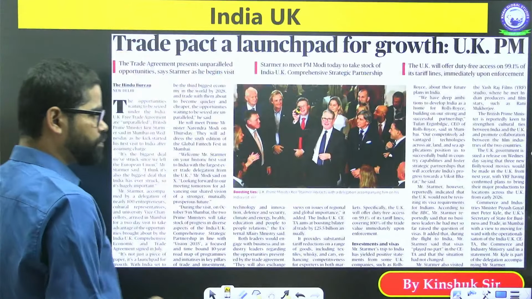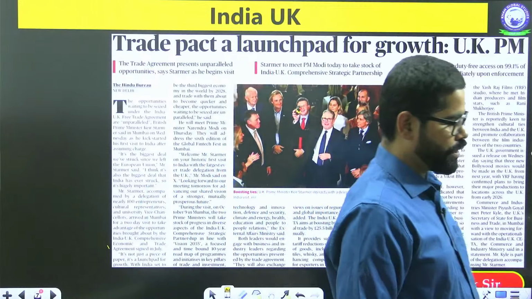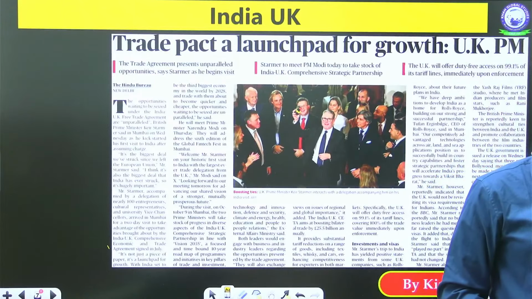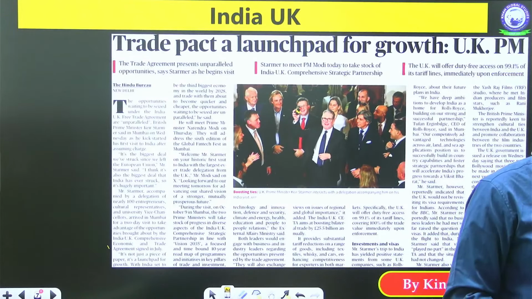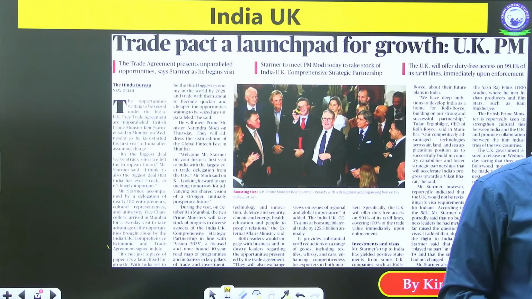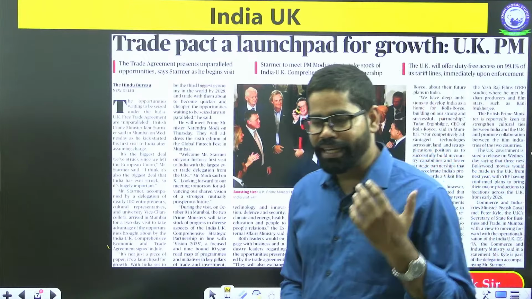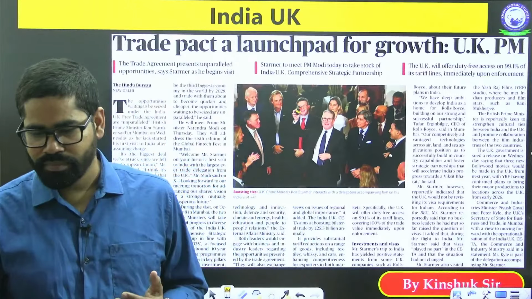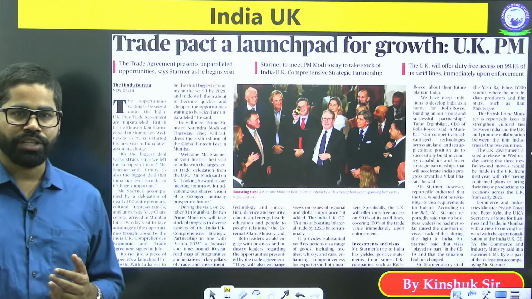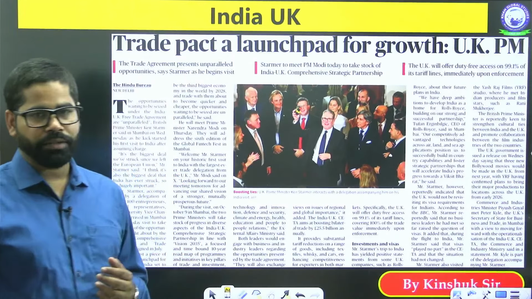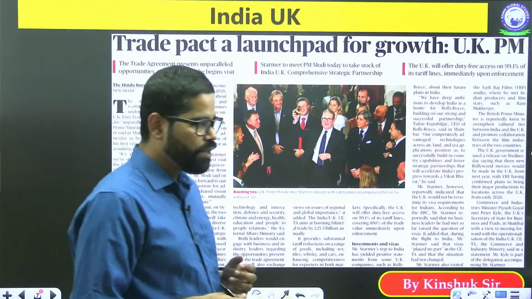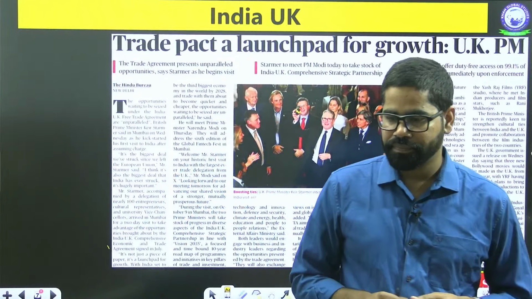Now, coming to this one portion, the trade pact between India and Britain. Can you tell me what you know about this trade pact? India and Britain have got this trade pact. What are the provisions of it? Do you have any idea about this? What does India aim to achieve through this trade pact? And what is the UK getting from it?